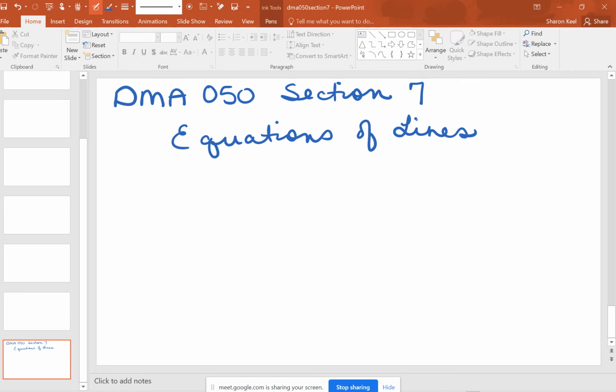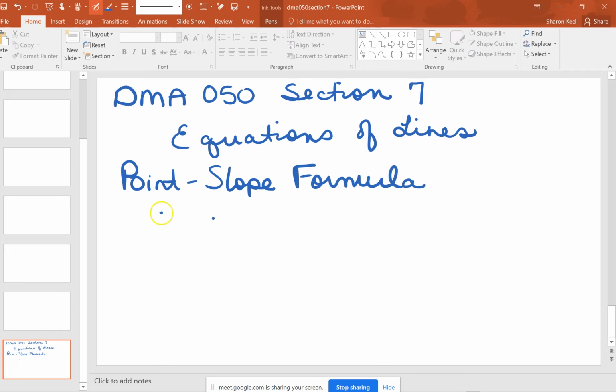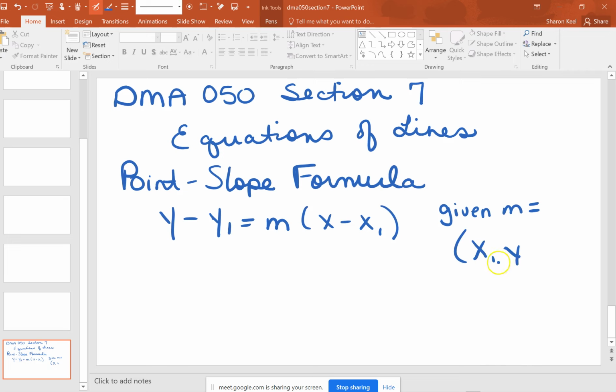Okay. Now, in your workbook, if you choose to view an example, they're going to use what's called the point slope formula. And the point slope formula is y minus y1 equals m(x minus x1). You would use this if you are given the slope and an ordered pair. So if you're given that much information, you can use this equation to come up with and write your equation in one of 2 ways.